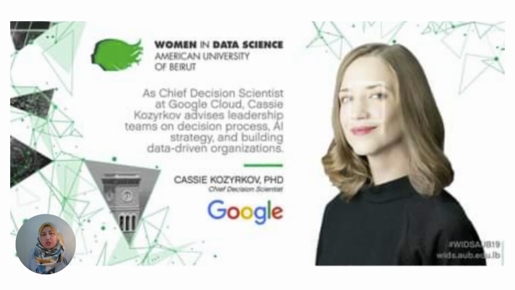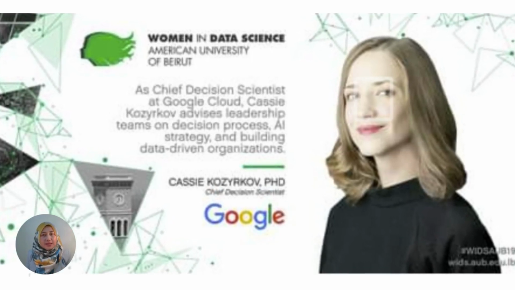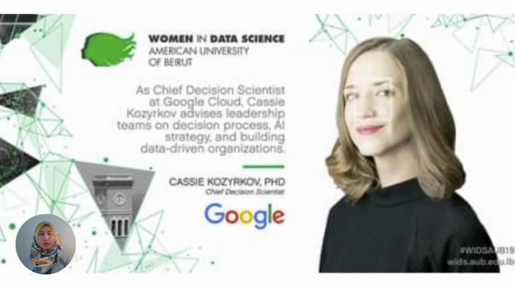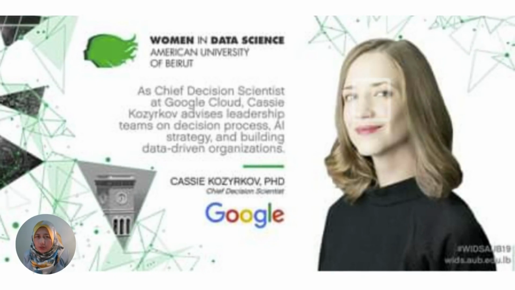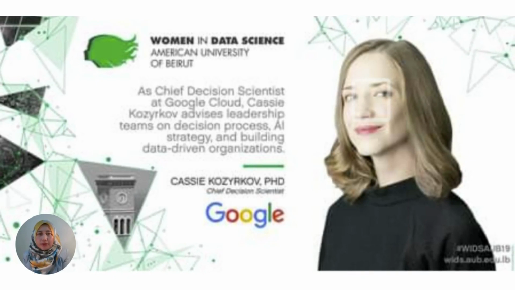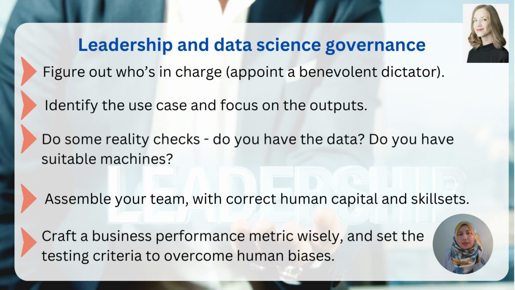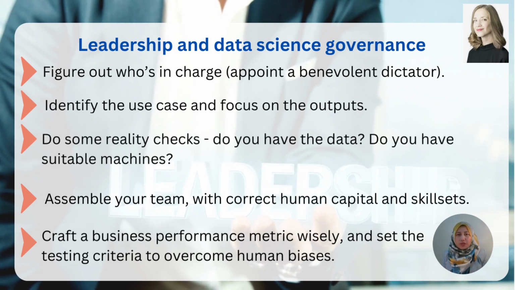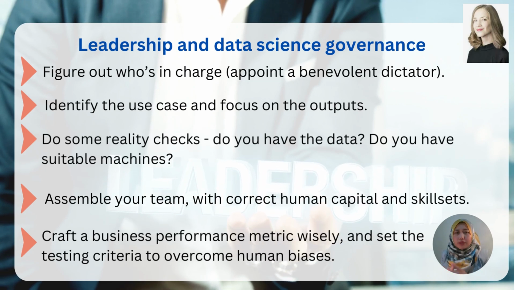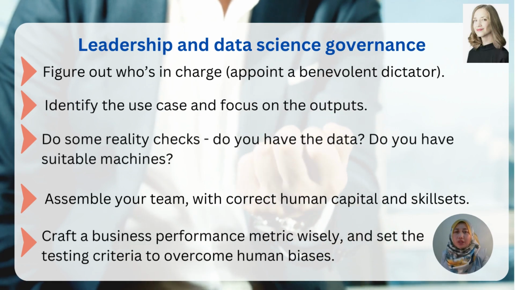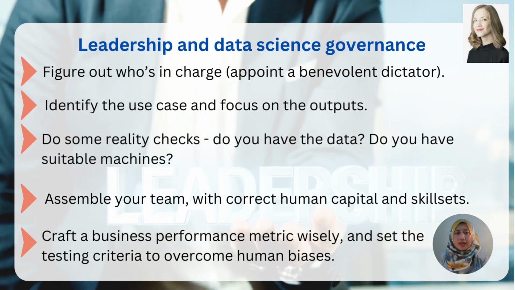Google's chief decision scientist has once advised leadership teams on the decision process, AI strategy, and building data driven organizations. Steps that can be taken for leadership and data science governance are identifying who is in charge, identifying a suitable use case, and doing some reality checks. Do you have the data from the team? And then analyze the business performance metrics wisely as well as set the key performance indicators.